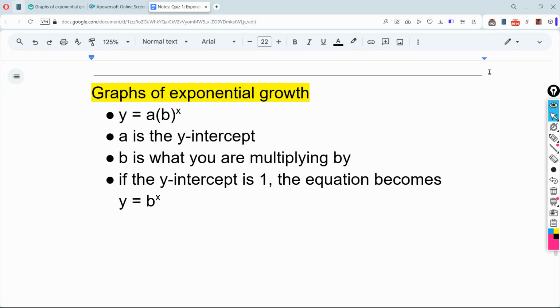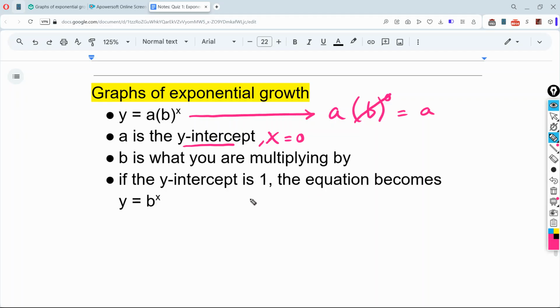If I could expand on that just a little bit, the reason that a is the y-intercept: remember that at the y-intercept, x equals 0. So if you take this equation and plug in x equals 0, you're going to have a times b to the power of 0. But we know anything to the power of 0 is just 1. So that cancels, and a times 1 is just a. That's why a is the y-intercept.